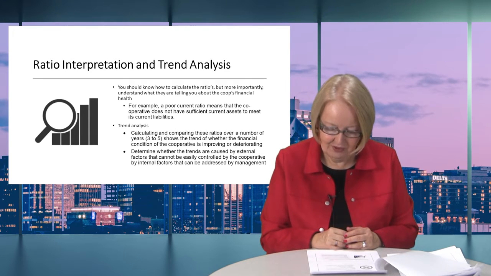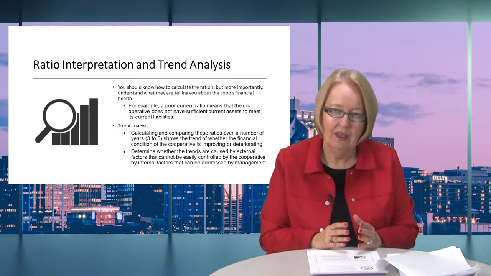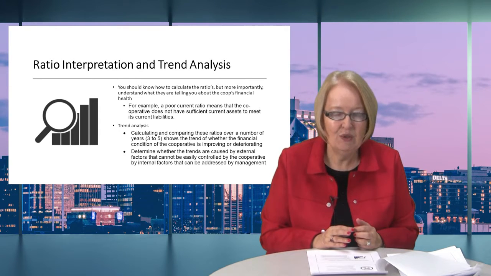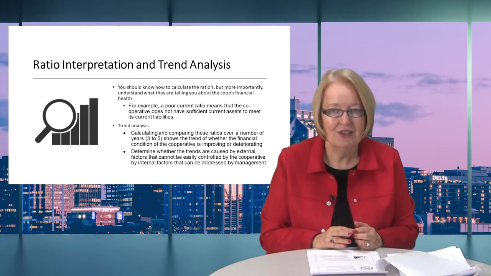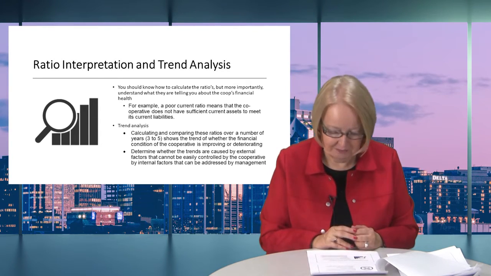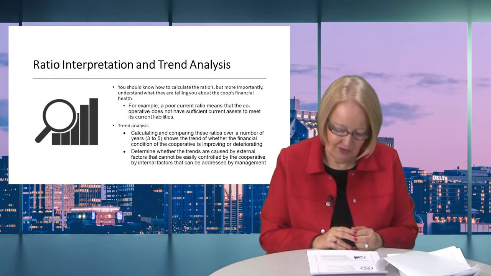That's really important. So if you have a poor current ratio, if the ratio of current assets to current liabilities is less than 1, this is telling you you do not have enough assets on hand to meet your obligations in terms of paying your bills. So that's one aspect. The other aspect is trend analysis.